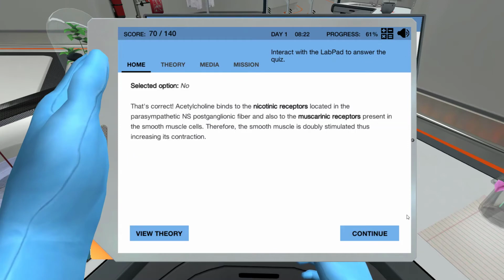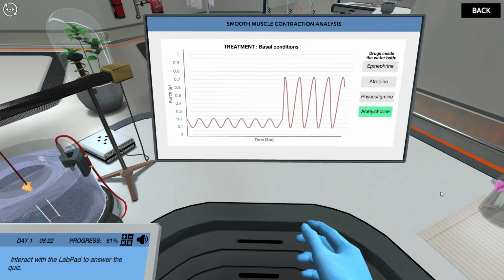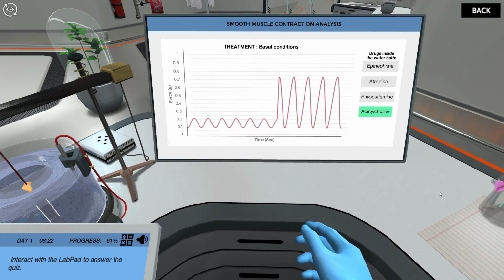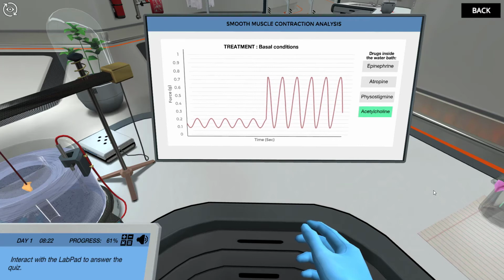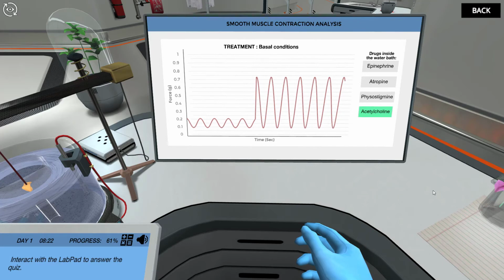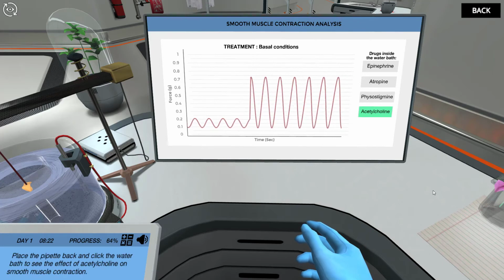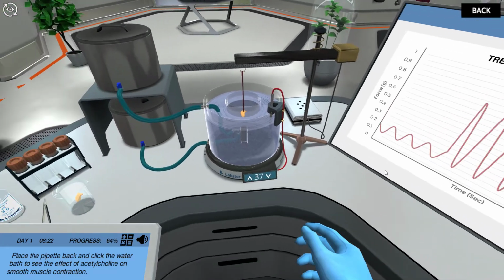That's correct. Acetylcholine binds to the nicotinic receptors located in the parasympathetic nervous system postganglionic fiber and also to the muscarinic receptors present in the smooth muscle cells. Therefore, the smooth muscle is doubly stimulated, thus increasing its contraction. Place the pipette back and click the water bath to see the effect of acetylcholine on smooth muscle contraction.